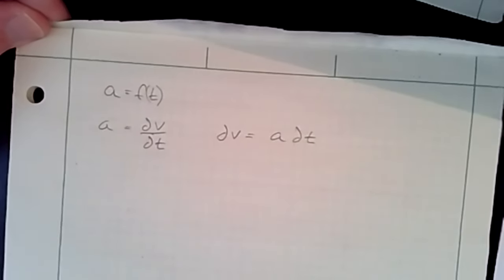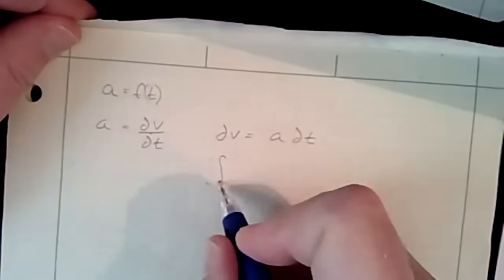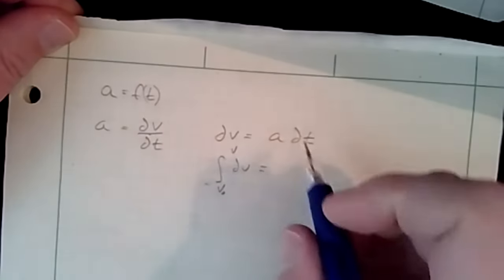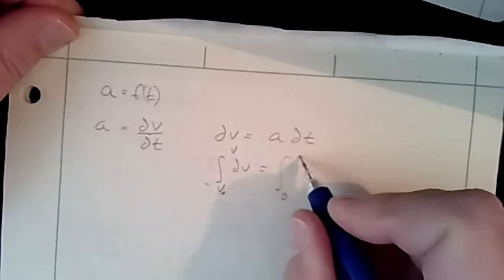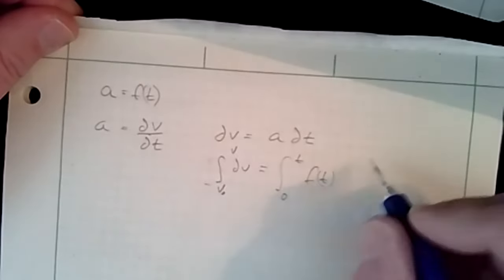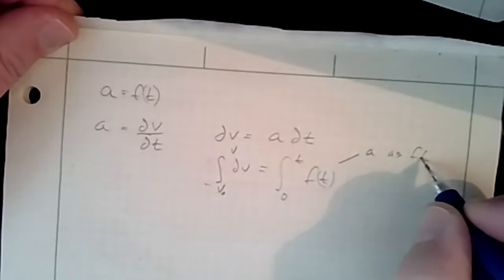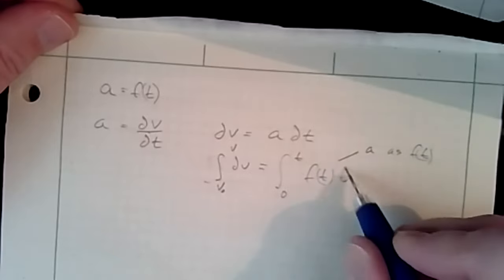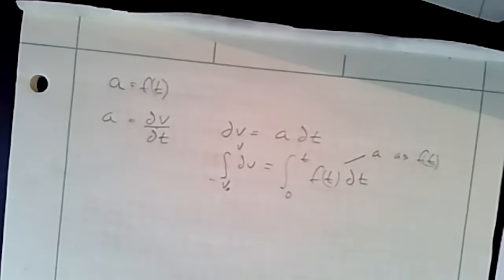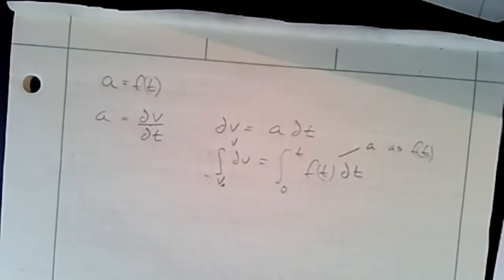In some of the calculations you'll do, you'll want to separate those out like that, and in order to solve, you'll end up with something that looks like this. That's a bad integral, it's like a big S. You'll end up with the integral of dv from v naught to v equals the integral from 0 to t of some function of time, which will be acceleration as a function of time. And that's how you'll be able to solve for that. I'll do an example before we're done with the hour to explain that. This is pretty much right out of Physics 141 if you took it at Cal Poly. Really not that much different than that.